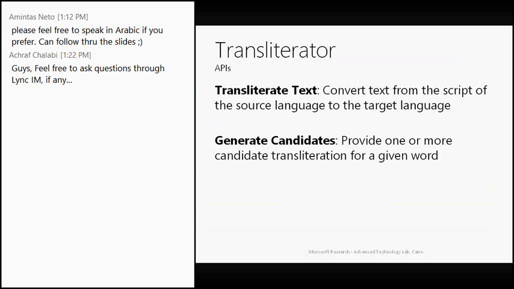When we use the transliterator from the Arabic NLP Toolkit, we will find two main APIs to call. One of them is to transliterate text, given the input text and the pair of languages to convert from and to. We have Arabic to English, English to Arabic, English to Farsi, and other pairs. The other API is to generate multiple candidates for one input word, having different candidates for it.